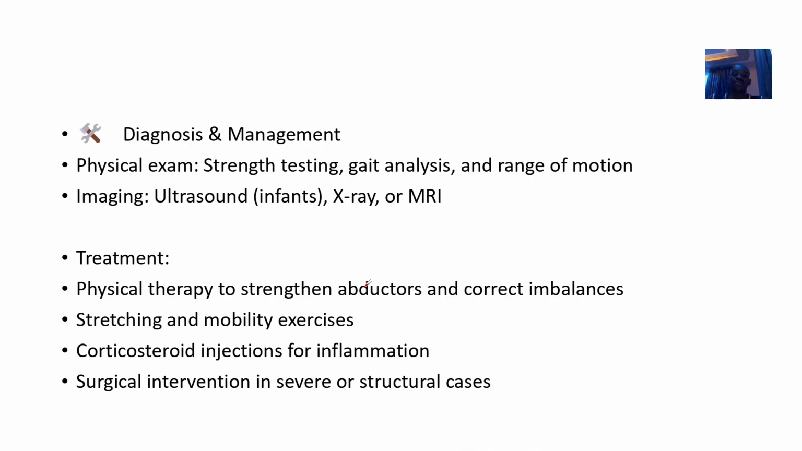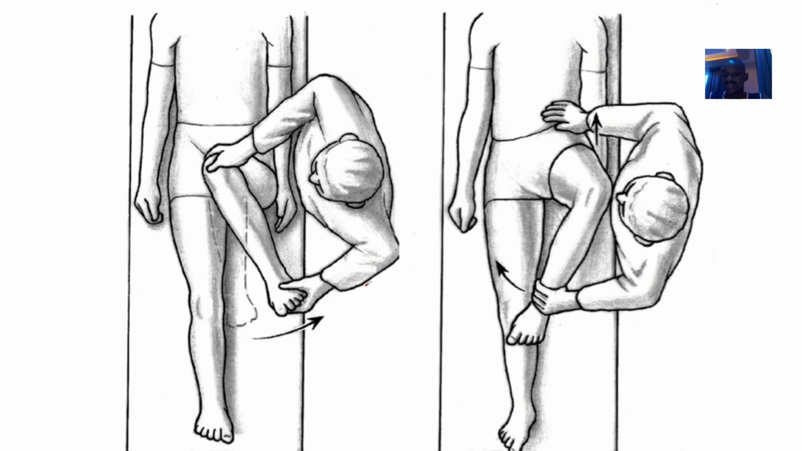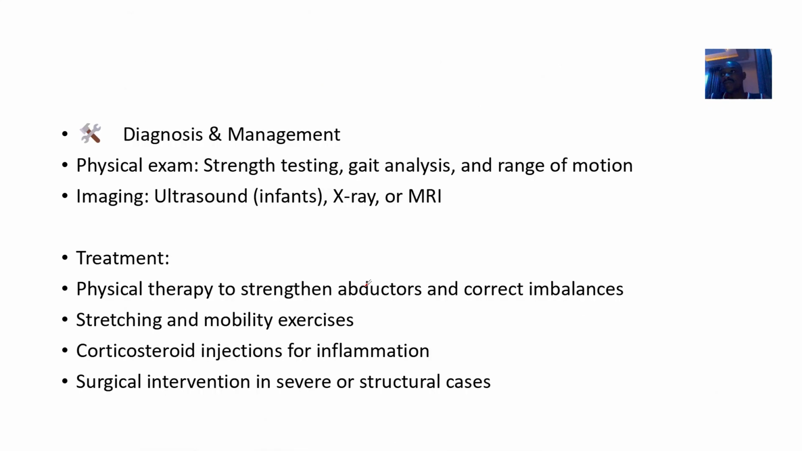You understand? So for diagnosis and management, of course, this is physical examination. I want to actually visualize a lot, moving and all of that. Imaging is because you want to see the inside, you want to pick up any issues occurring inside. For treatment, physical therapy is because you want to strengthen the abductors. Then stretching and mobility exercises, and you use drugs like corticosteroids because you want to tackle the inflammation. Surgical intervention is for cases that are getting so severe. Okay.